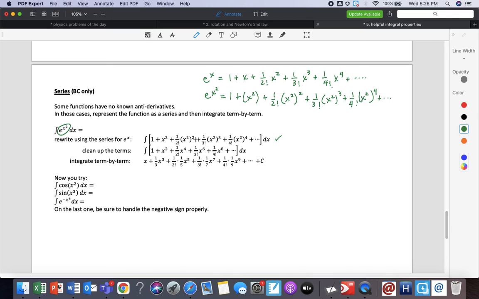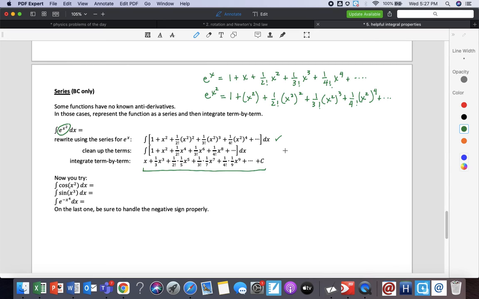I'll clean up the power so I can use the power rule. X squared squared becomes x to the fourth. X squared cubed becomes x to the sixth. X squared to the fourth becomes x to the eighth. So now I've created a series of terms that I can just apply the power rule to. And of course, we're doing the power rule in reverse. So 1 becomes x, x squared becomes 1/3 x cubed. This becomes 1/5 x to the fifth with its fraction in front, etc. And now we have a series that represents the antiderivative of e to the x squared.